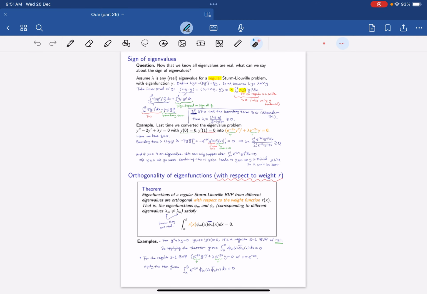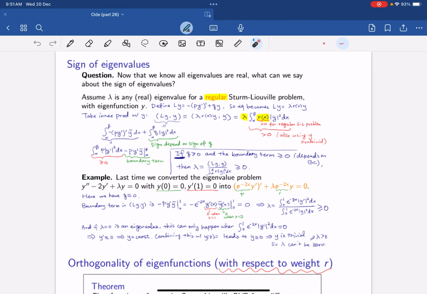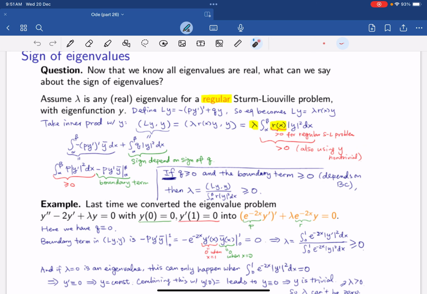And then a few other properties is the sign of the eigenvalues. Once you know that it's real, we can also tell that the lambdas must be positive, cannot be negative. So you just take the inner product of Ly with y itself. So this we product with y, and then we actually get this. It's a standard trick that we have already seen in the previous video.